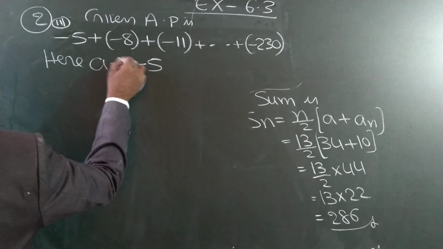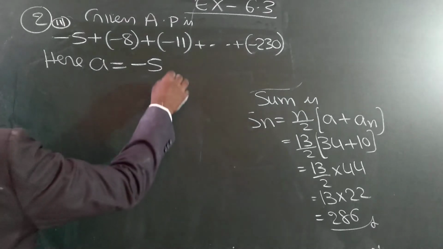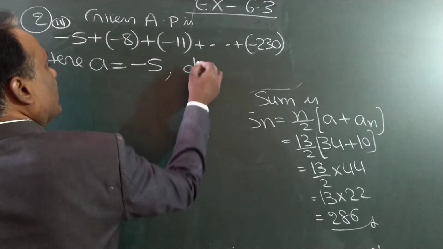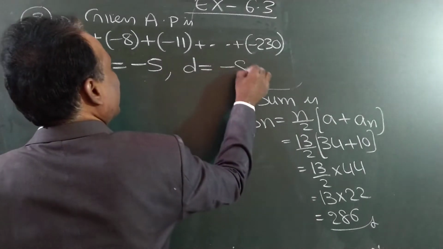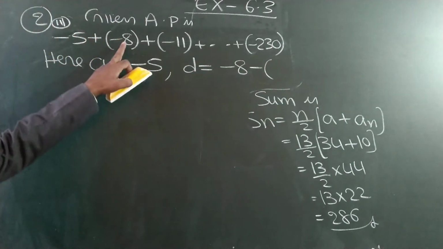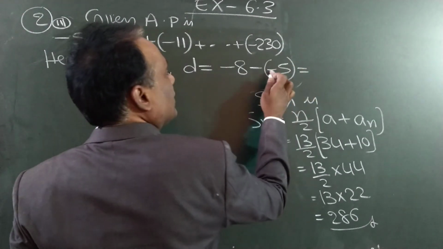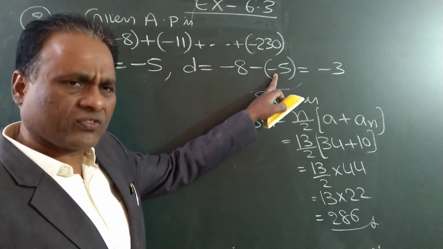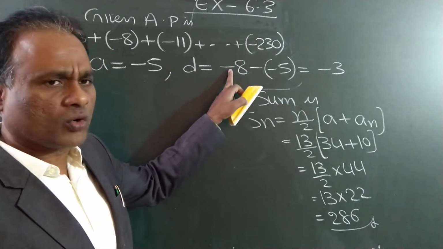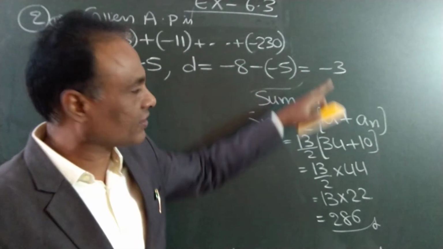A is the first term, that is minus 5. D is the difference, second term minus first term. This minus this. What is the second term? Minus 8 minus the first term, minus 5. Minus into minus is plus 5, so minus 8 plus 5. You know how to simplify. This is plus, this is minus, so we have to subtract: 8 minus 5 is 3. Which sign? 8 is greater, so minus 3.